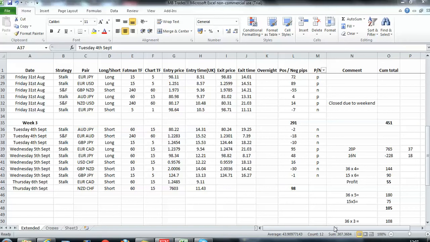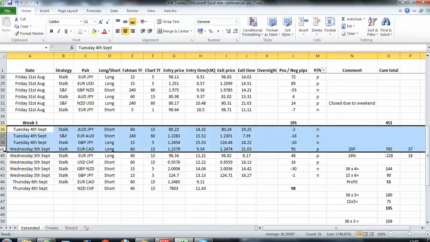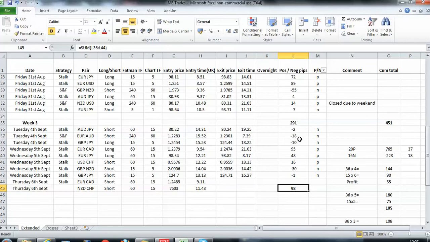I'm catching up on a couple of days of trades from the trading room. I'm going to have to power through this video as quickly as possible. I'm looking at 2 days worth of trades now, so that's Tuesday and Wednesday this week. Okay, we're currently in profit after 2 days of 98 pips.